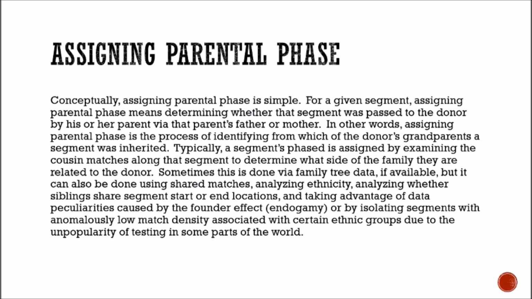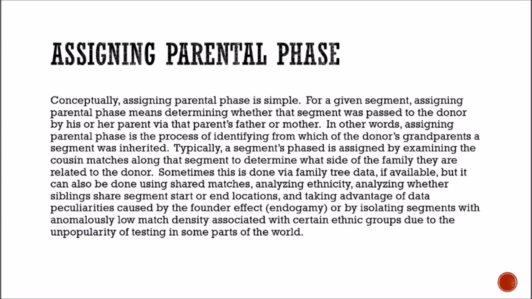Theoretically, a segment's phase is assigned by examining, I wrote phased there, it should say phase. Typically, a segment's phase is assigned by examining the cousin matches along the segment to determine what side of the family they're related to the donor. And that's visual phasing 101. A lot of people use that method, and it's a very reliable method. Sometimes this is done via family tree data. If your match has a nice family tree available, you can do this quite easily. You can look to see how they're related to you. Just compare your tree to theirs if that's possible.